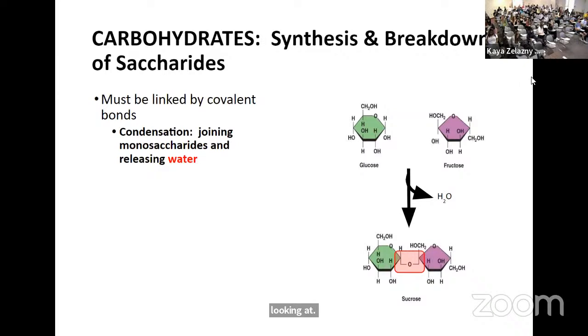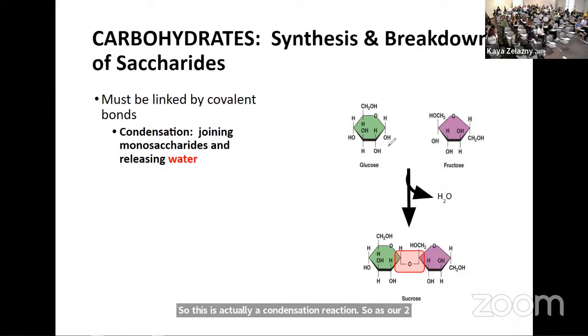So the way that carbohydrates are synthesized, the way we form bigger carbohydrates, the way we form those polysaccharides, is by linking together our monomers, our monosaccharides, with covalent bonds. So this is the formation of that little holding hand structure with the oxygen in the middle. This is actually a condensation reaction. As our 2 monomers come together, we're grabbing this functional group, we're grabbing this functional group. We're going to release water.